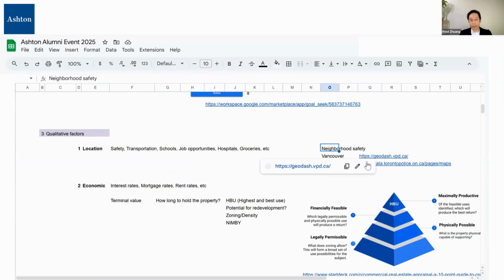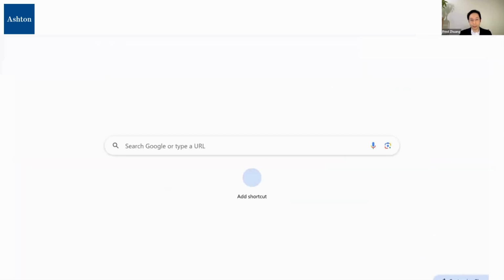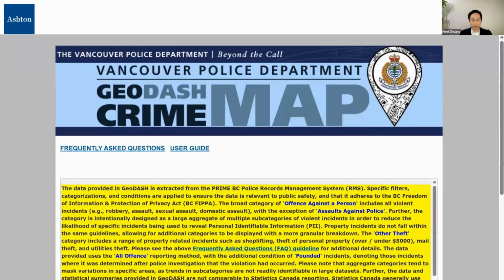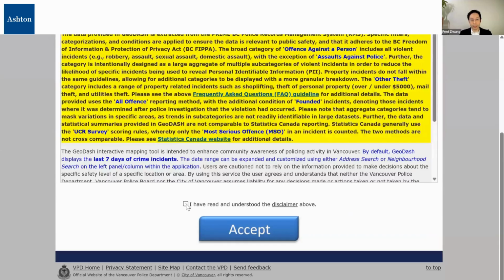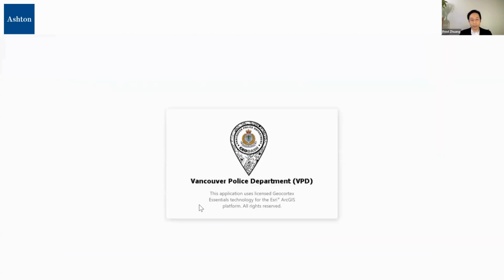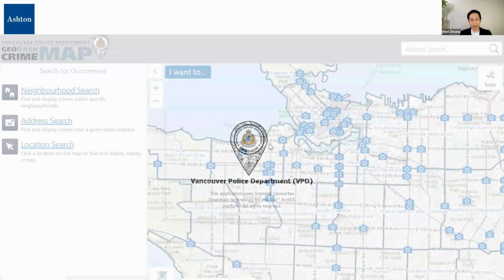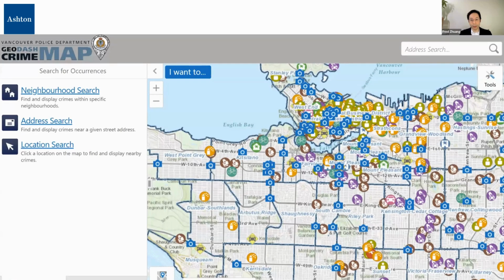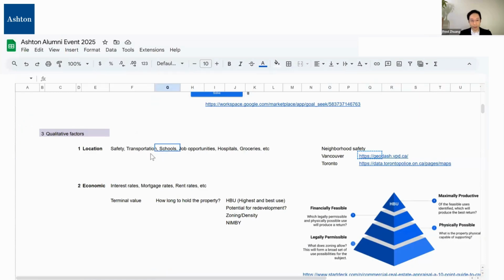For neighborhood safety, there are 2 reports from the Vancouver Police and the Toronto Police. You can go ahead and check the link, and you can see how much crime is in each of the areas and what kind of problems they have, and do our own research to see if this is a safe neighborhood or if we want to live here. Usually the safe neighborhood will command a higher premium on the home price.